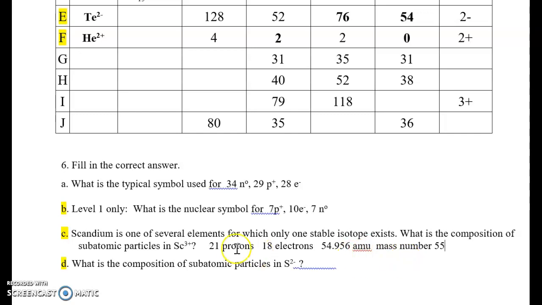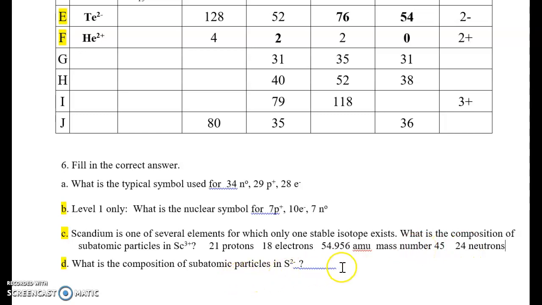And now we can get neutrons, because remember, protons plus neutrons has to equal the mass number. So we're missing 34 neutrons here. Okay. 21 and 34 adds up to 55. Oh, sorry, that's 45. My bad. So if it's 45, then it's going to be 24 neutrons. So 21 protons and 24 neutrons adds up to 45 mass number.